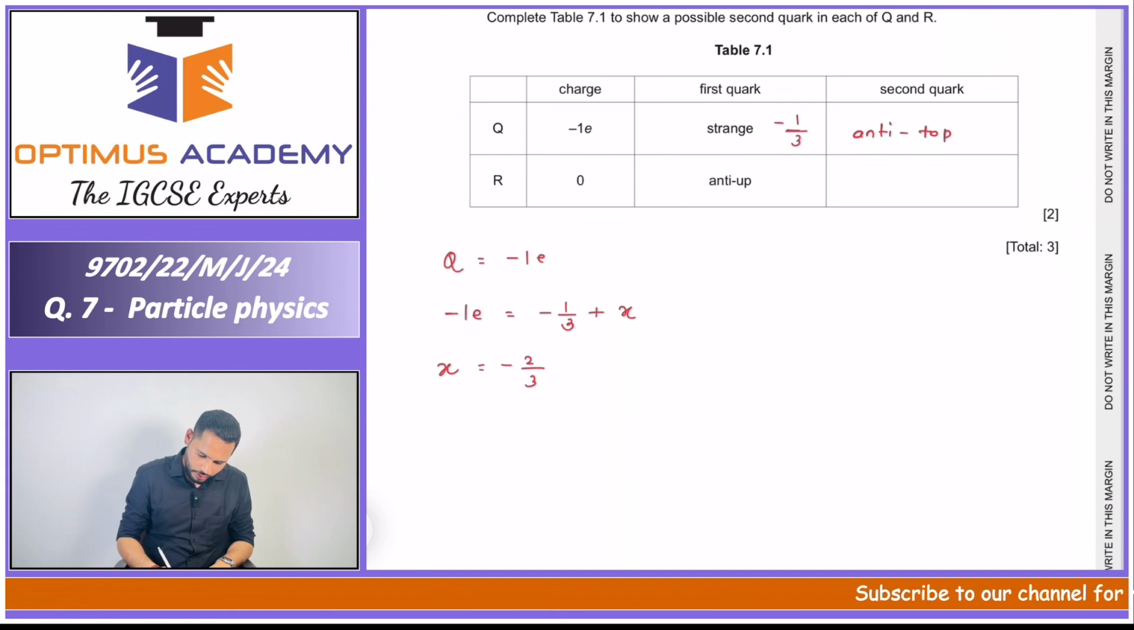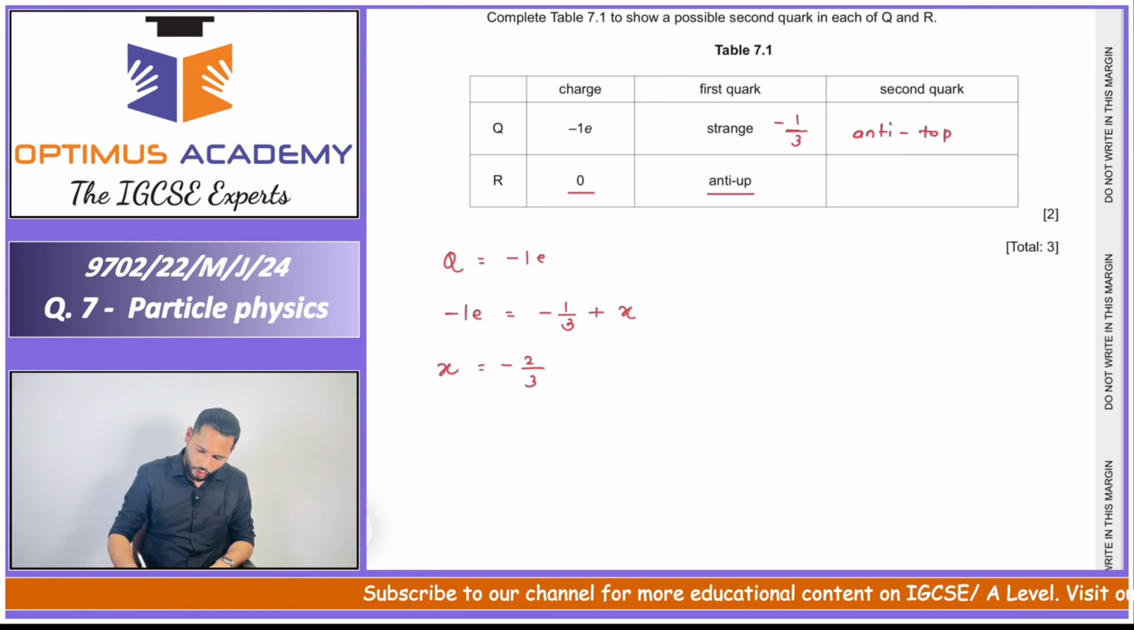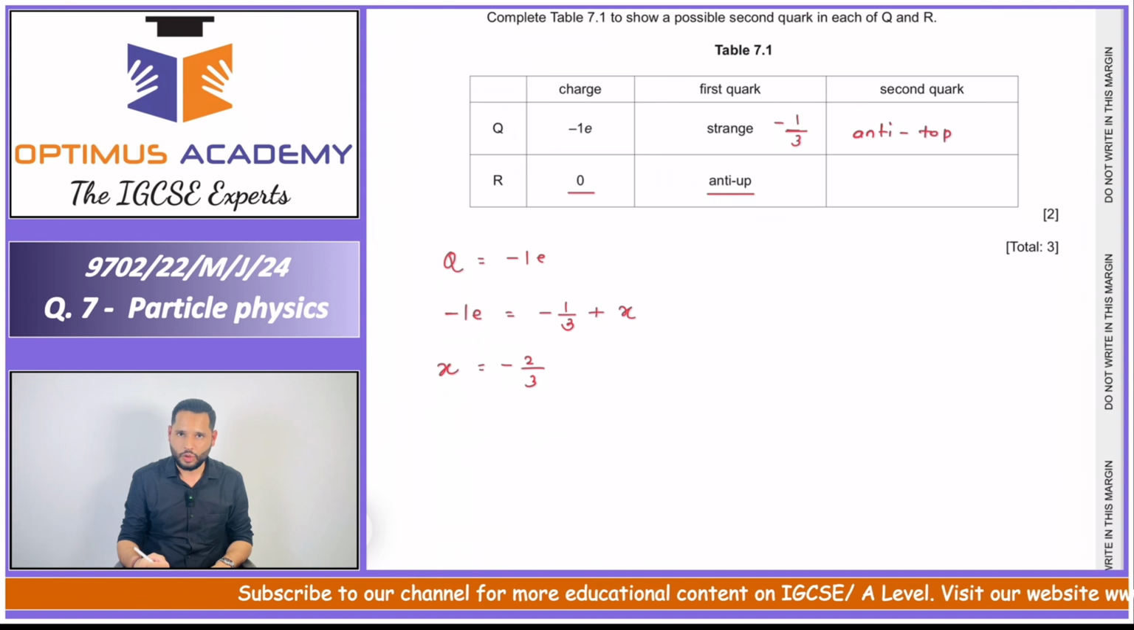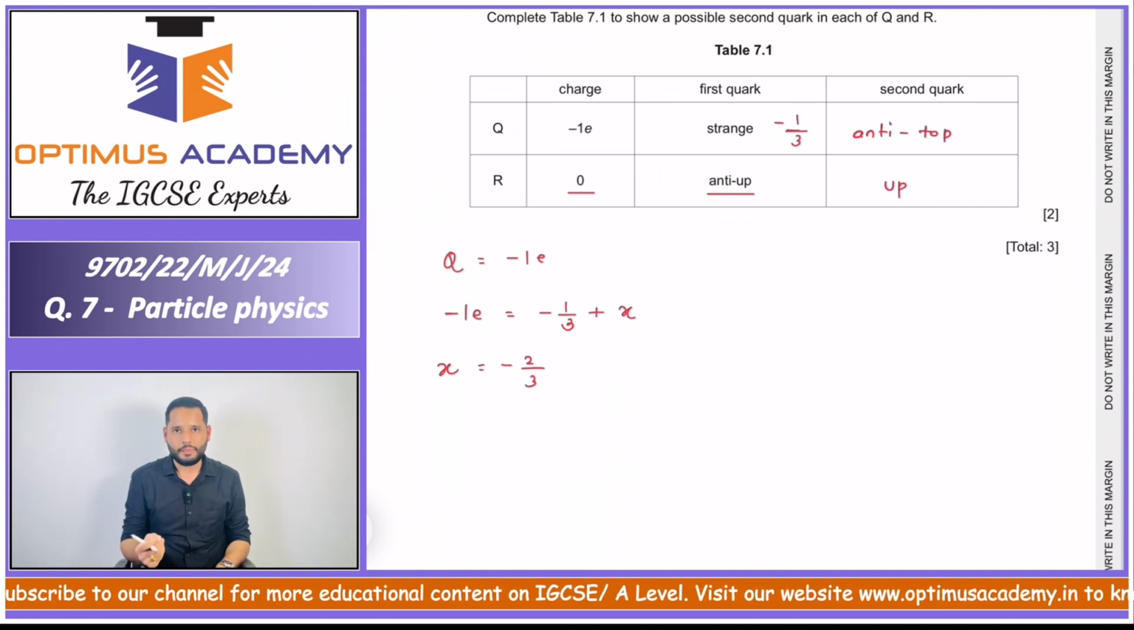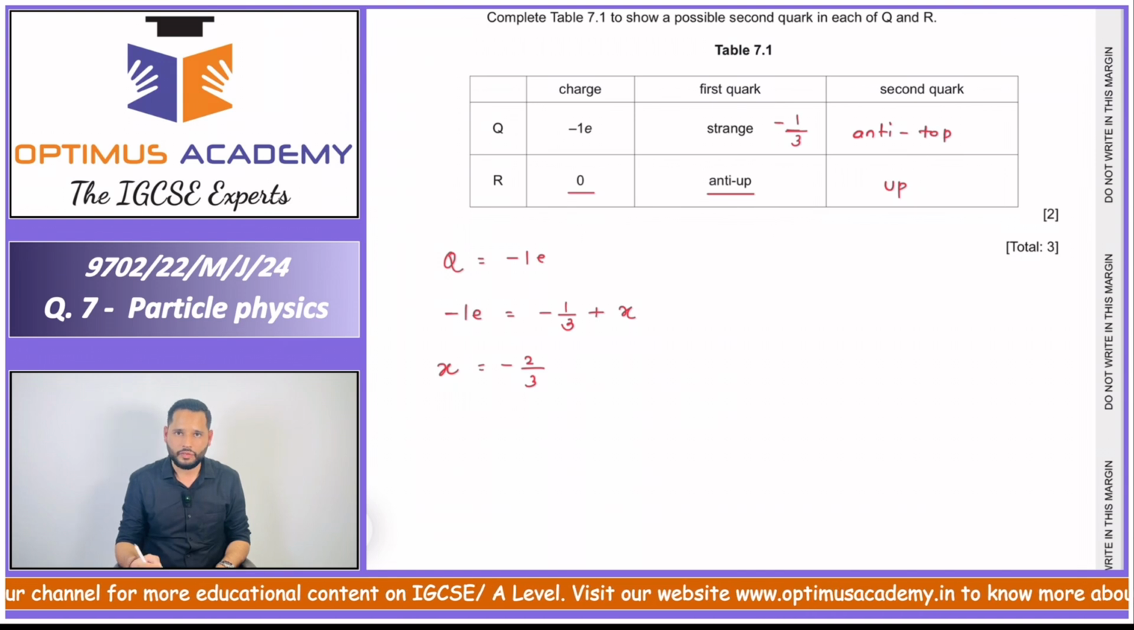Now talking about R, the net charge on R is 0 and the first quark in it is anti-up. So the second quark can be the exact opposite of this quark. We can write it as up quark, because up quark plus anti-up quark will give us resultant charge 0.